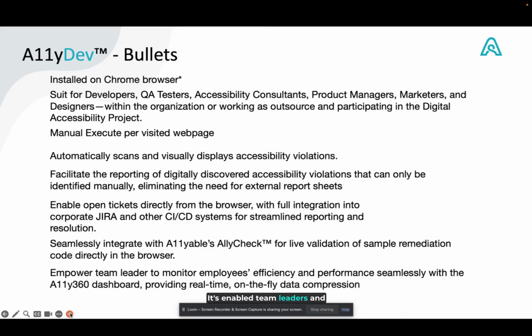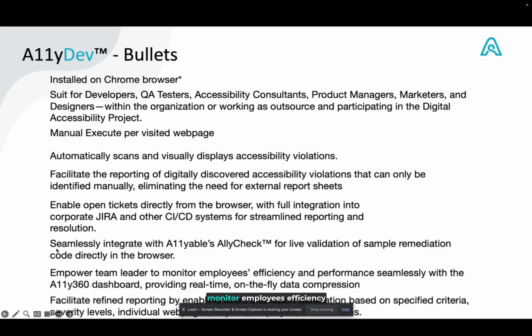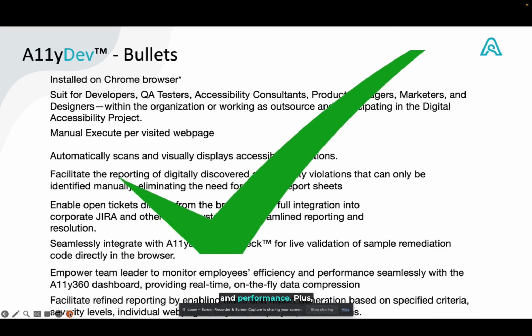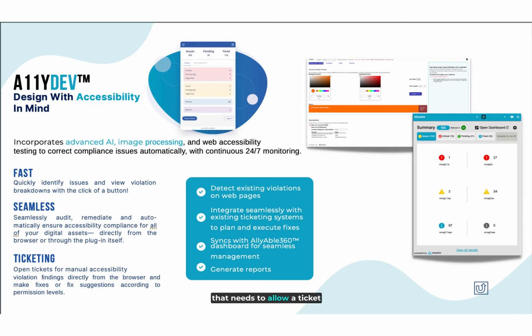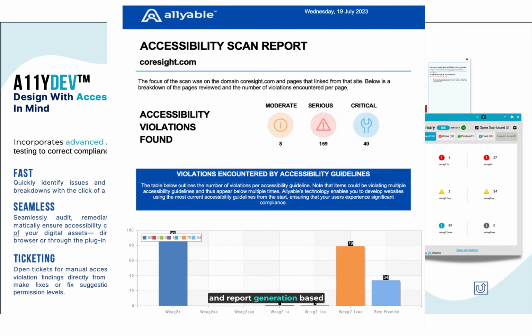It enables team leaders and project managers to seamlessly monitor employees' efficiency and performance. Plus, it allows ticket opening for manual accessibility violations. It integrates with common ticketing systems at the Ally360 dashboard, like Jira, DevOps, etc. And of course, part of that is to provide refined reporting with filters and report generation based on various criteria such as domain, page, object, severity, team member, etc., enabling filters and getting all the information.